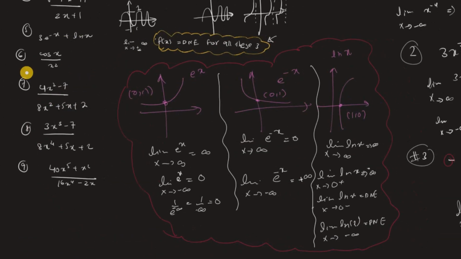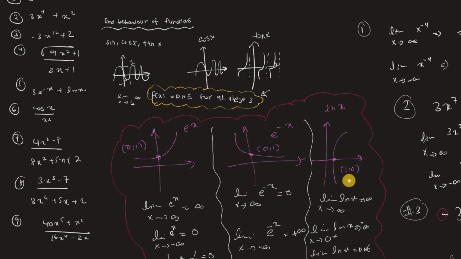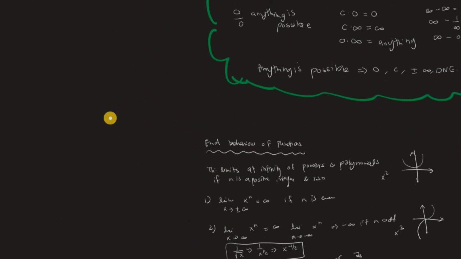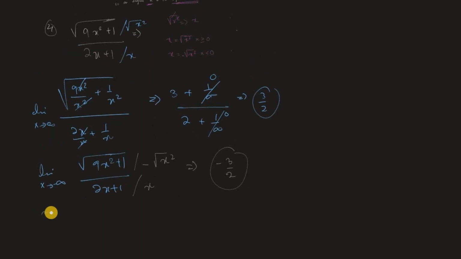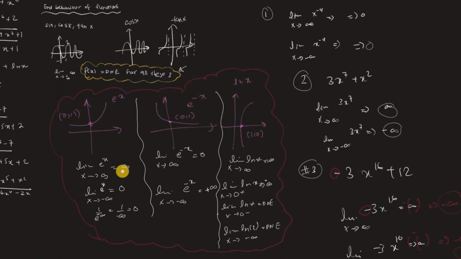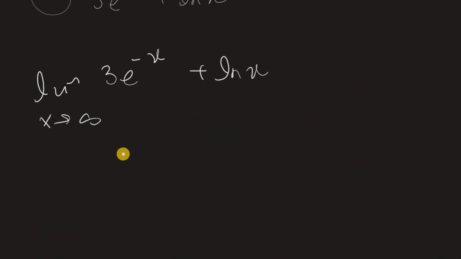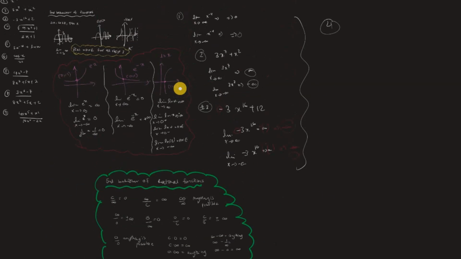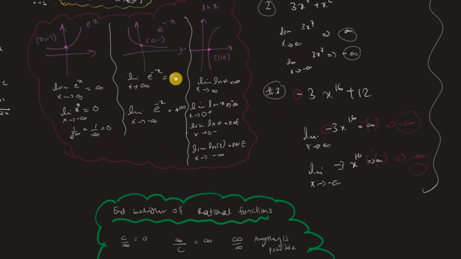Now moving on to question number 5, which is this function over here, which I introduced to you guys. Let's try to solve it. We approach this value from infinity, and the first value that we have is 3 to the power of e to the x plus ln of x. Oh sorry, it was e to the negative x, not positive x. So e to the negative x as x approaches infinity, that would be a 0.